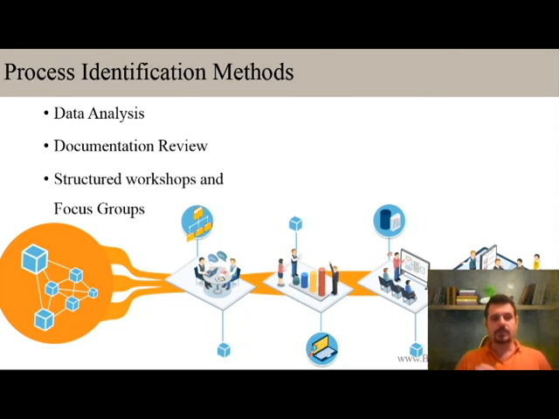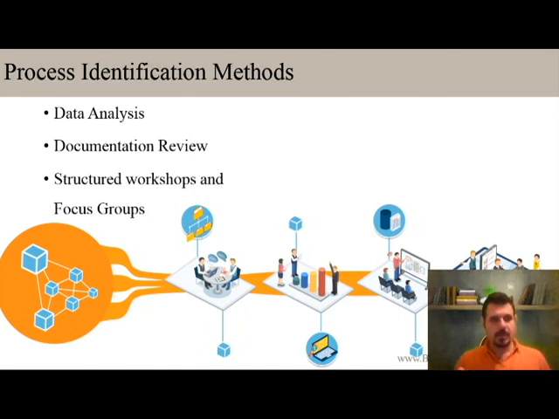The next method is structured workshops and focus groups. You should bring key stakeholders and SMEs, where SME means subject matter expert, and discuss their activities and what they do. We will talk about which questions can help you. And after that, you can map out the process collaboratively.